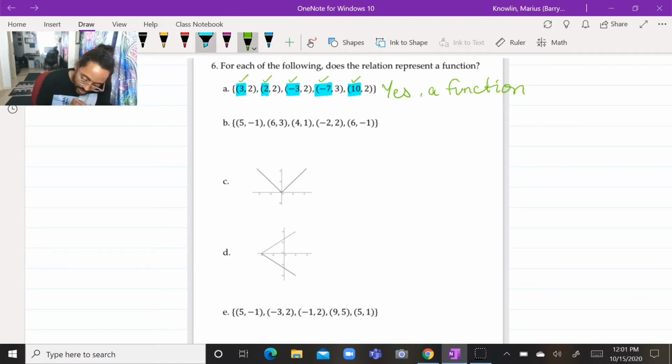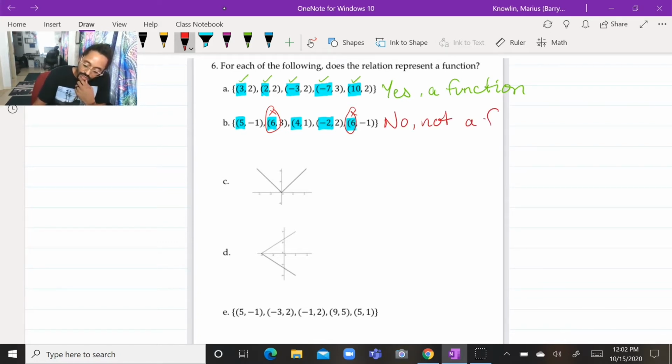All right, let's take a look at the second one. The second set of ordered pairs. We have a +5, +6, +4, -2, +6. We said +6 2 times, which means that this +6 has 2 different values, so no, not a function.